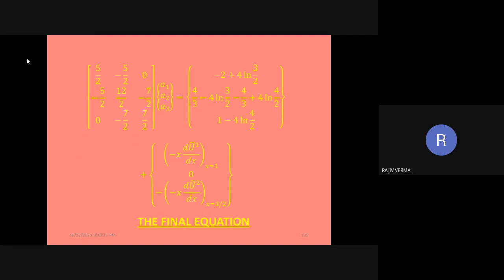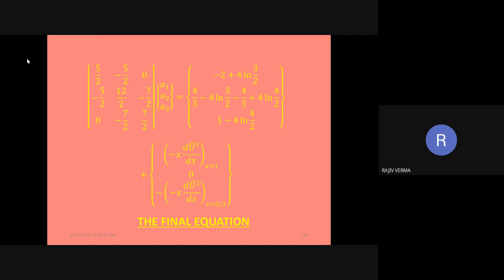So this is the final equation. We have 0 on the right hand side of equation number 2, and we are going to substitute the boundary condition which has been supplied to us in the right hand side of equation number 3, because this term has been evaluated at x is equal to 2 and not x is equal to 3 by 2. That is a typing mistake over here.